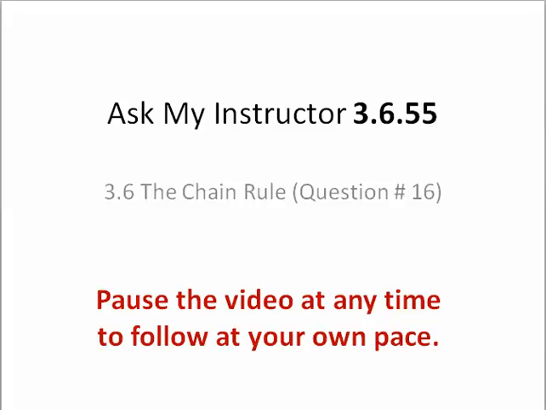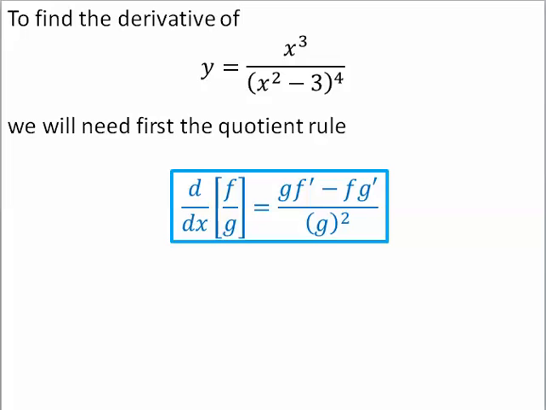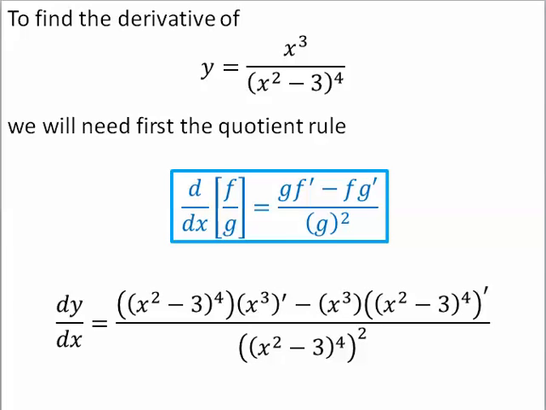3.6.55. In this problem, we're going to find the equation of the line tangent to the graph at a given point. To start off, we need to find the derivative of the function. To do that, we need the quotient rule. Set up the quotient rule. And check your work.